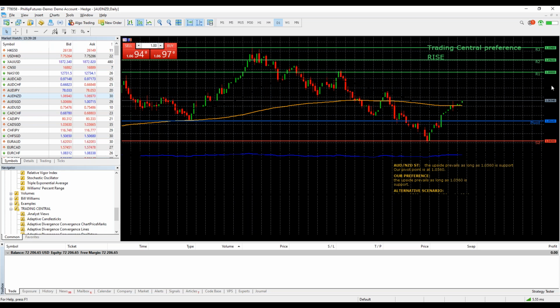What this analyst view plugin does is that it shows you immediately their preference. Trading Central is the company. They have this preference here, which is to say that their view on this particular product is a rise. Over here, it tells you that this product is Aussie dollar against Kiwi. It says that the upside prevails as long as this price point 1.056 support is not broken. So if the price is doing this, then you should be going long.